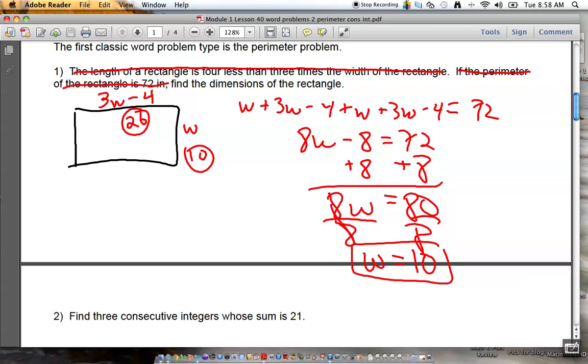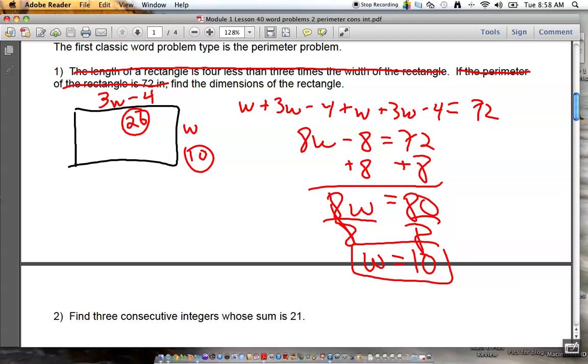You can check your work, see if you're right. Okay. Everybody gets 10 and 26?